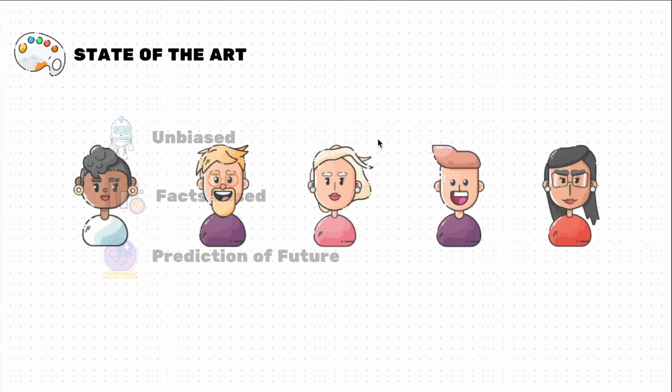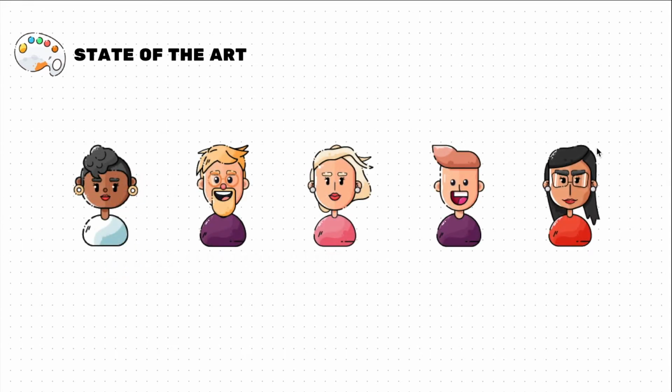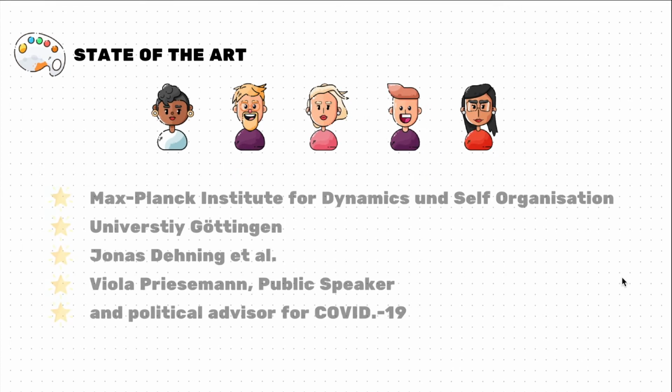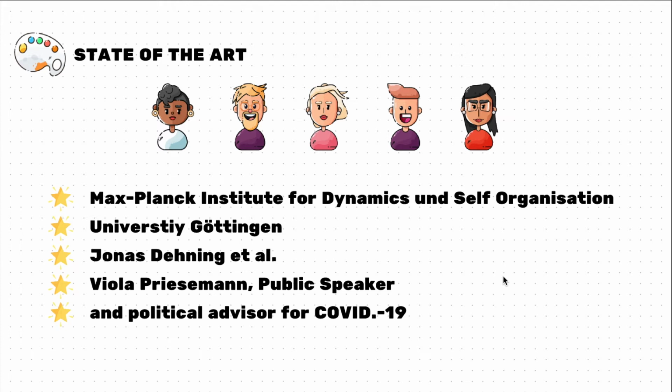There's such a group of scientists from the University of Göttingen who work at the Max Planck Institute, and they came up with mathematical models that can predict the coronavirus behavior over time. The team of Jonas Dehning and especially Dr. Viola Priesemann, who is a public speaker and also a political advisor for COVID-19, benefited the society a lot in the past 2 years. Reading the work of this team really helped us to get along in our project.